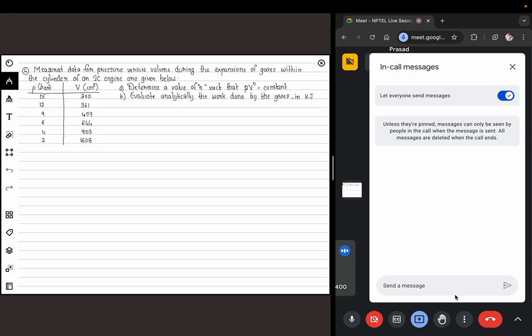Now we have taken different pressures and volumes. So the next part is, you don't know the process that is happening inside. So in order to calculate the work done, you need to know the process. Work is a path function. So unless you know the process that is happening, you will not be able to calculate the total work done.